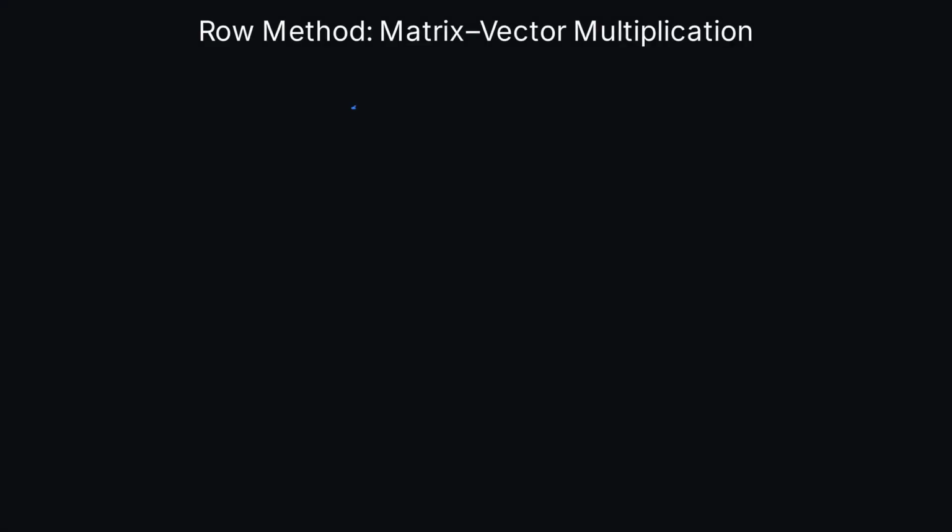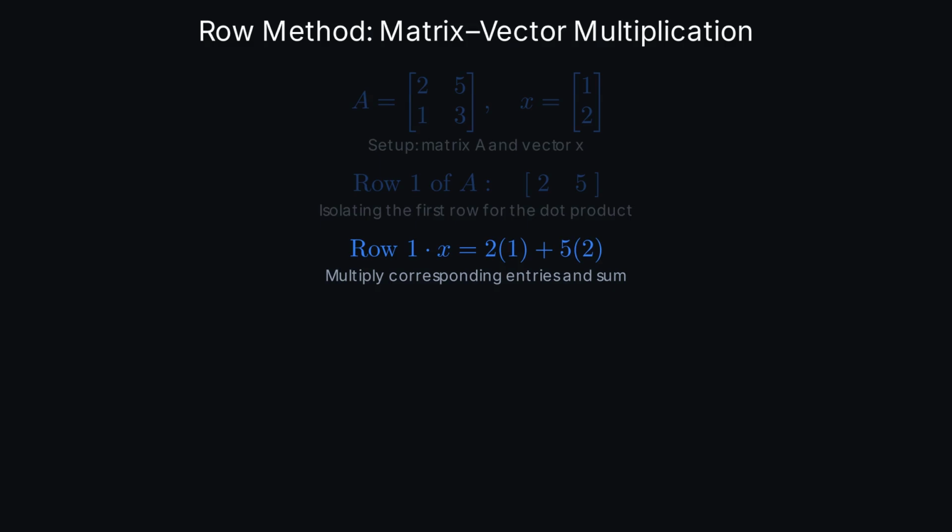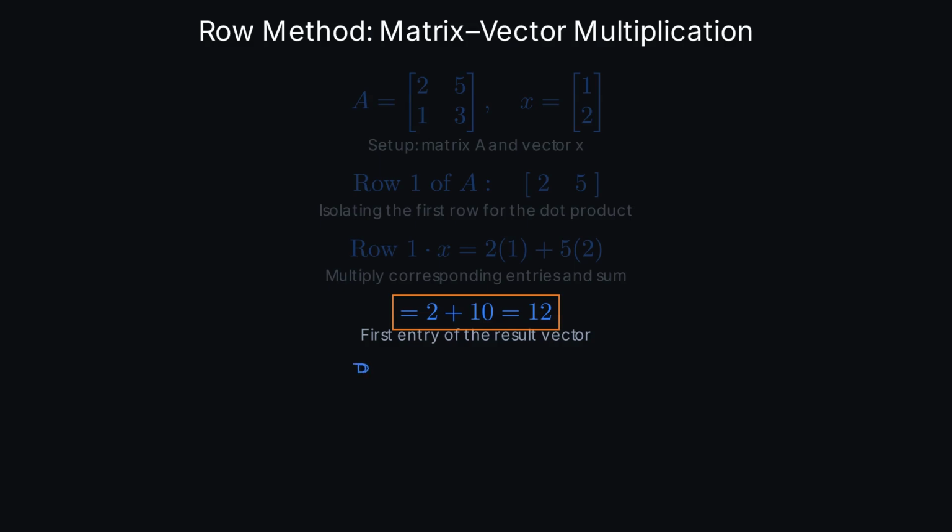The row method computes each entry of A times X by taking the dot product of a row of A with X. A dot product multiplies corresponding entries and then sums the results. Let's start with row 1 of A, which has the entries 2 and 5. We dot this with X, which is 1, 2. That gives 2 times 1 plus 5 times 2, which equals 2 plus 10, which equals 12. So 12 is the first entry of our result.